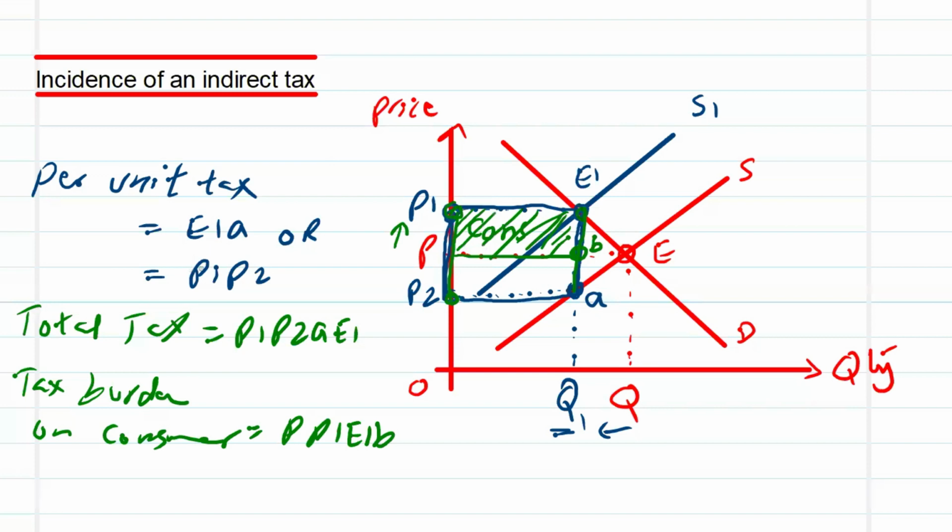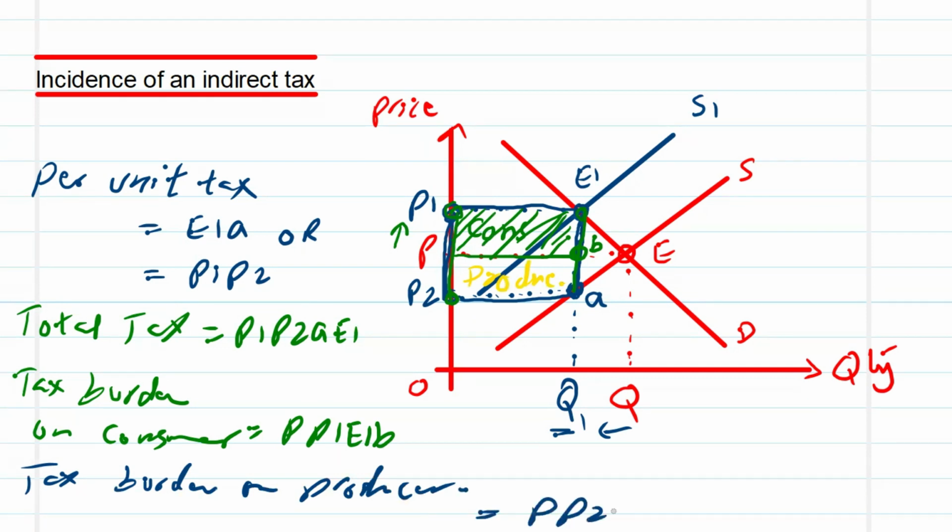Okay. Out of total tax, the remaining part will be paid by the producer. So this area represents the tax burden on producer. So now we can write down tax burden on producer as well. Tax burden on the producer is equal to P, P2, A and B. So this area that I'm shading right now is tax burden on the producer. So this is how you can find out tax burden, and we can now consider a numerical example as well.